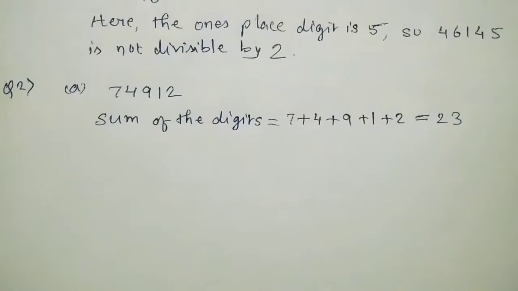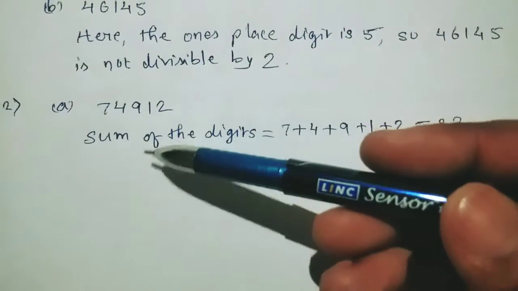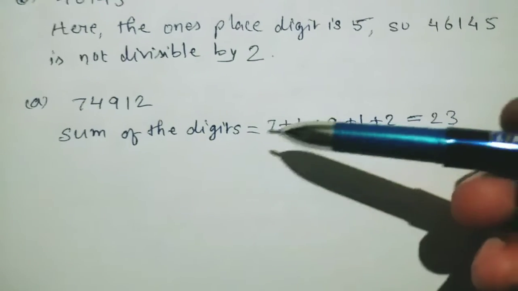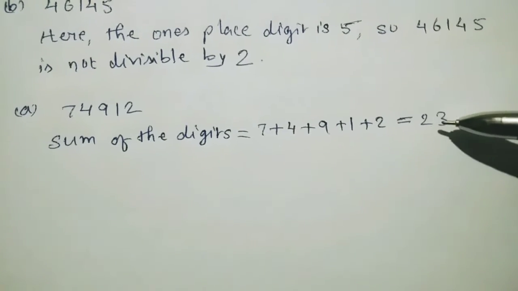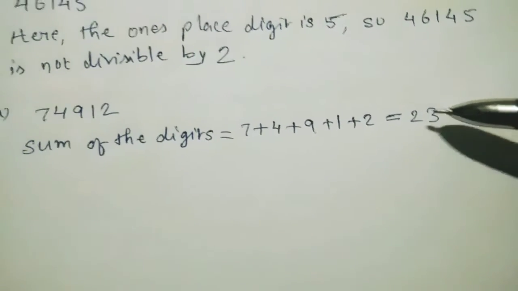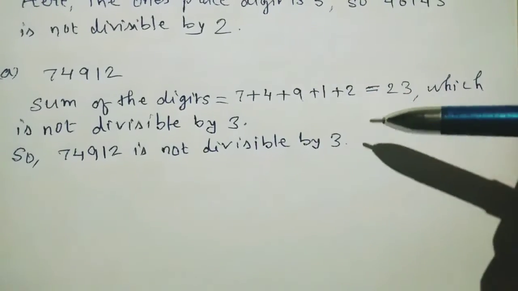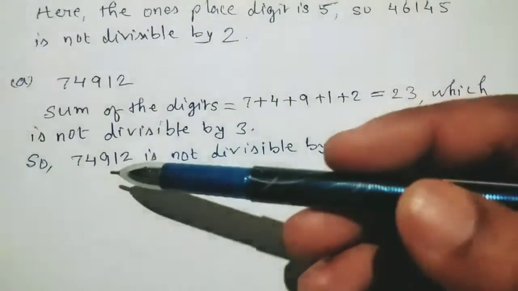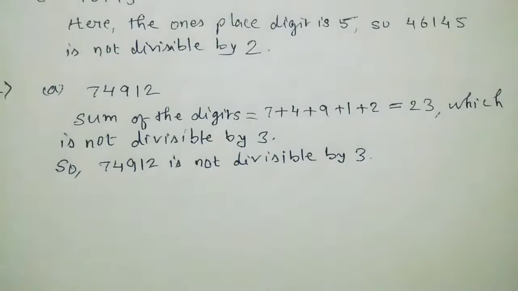Okay, see here question number 2a, 74912. To test the divisibility by 3, you take the sum of the digits. You have to add all the digits: 7 plus 4 plus 9 plus 1 plus 2. So it is coming 23. 23 is not divisible by 3, that means this number is not divisible by 3. At last you have to write like this: the sum is 23, which is not divisible by 3, so 74912 is not divisible by 3. In this way you have to write.